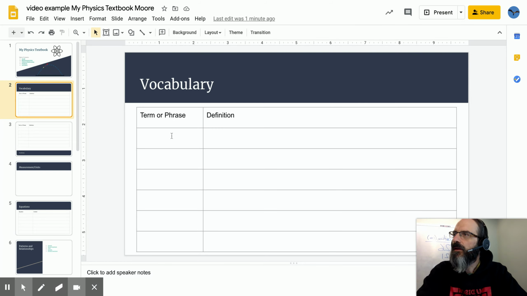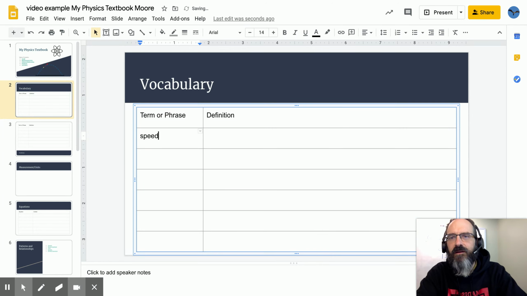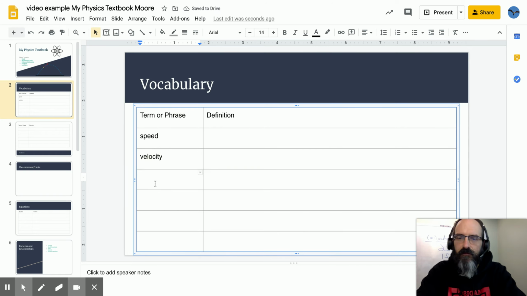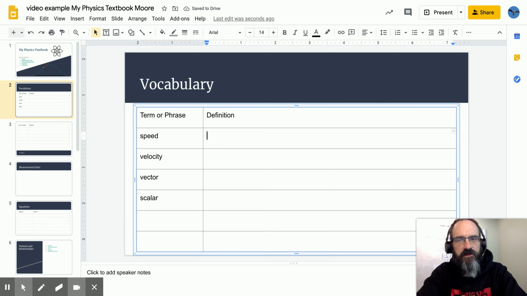So some of the terms that came up are speed, velocity, vector, and scalar. Now, we need to distinguish between speed and velocity, and there's a fairly straightforward difference. Speed, you kind of have a sense of speed. It's something about motion. We're in motion. So speed is just simply how fast an object is going.